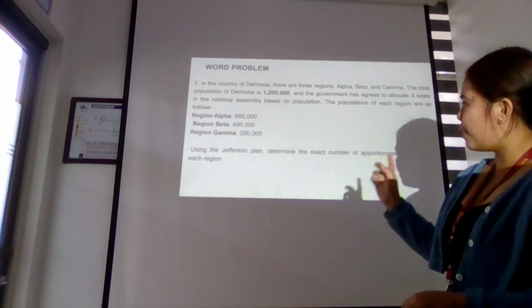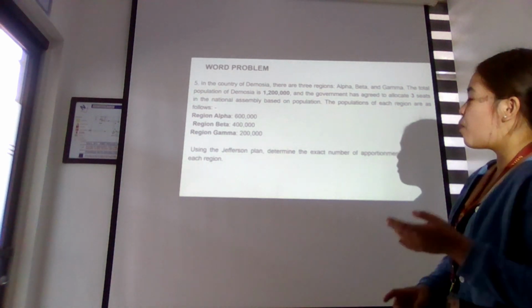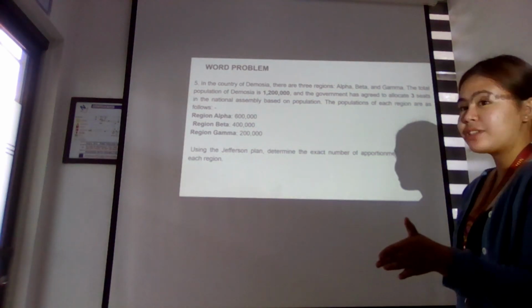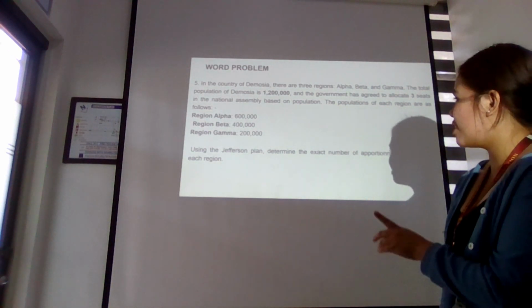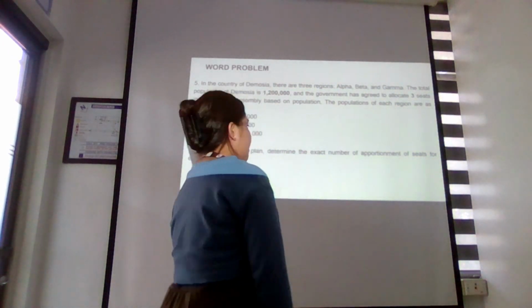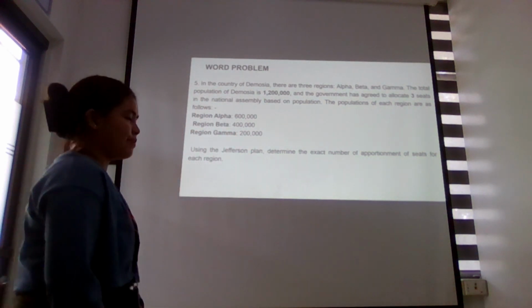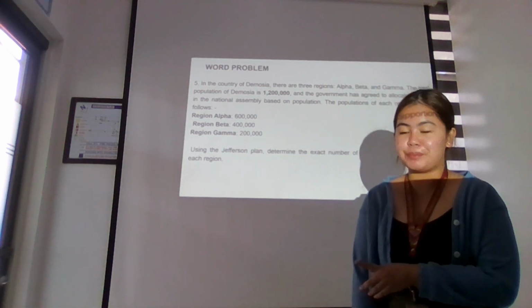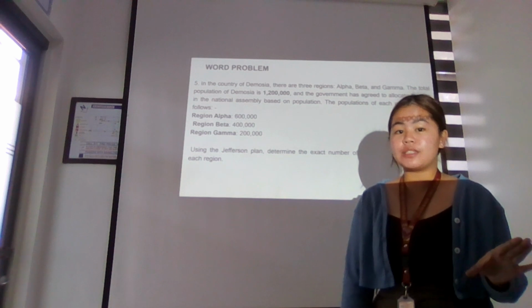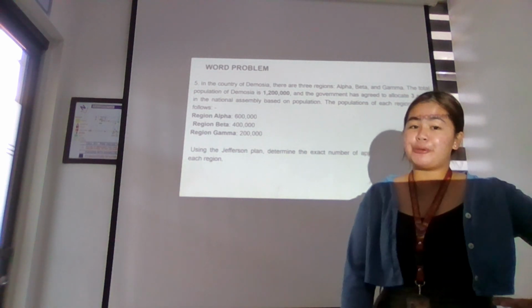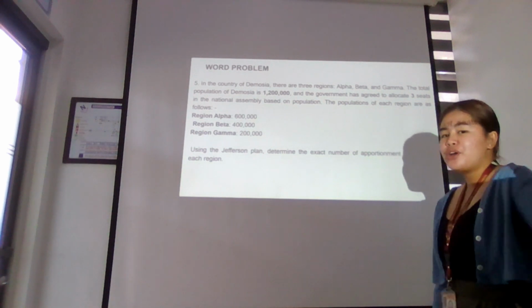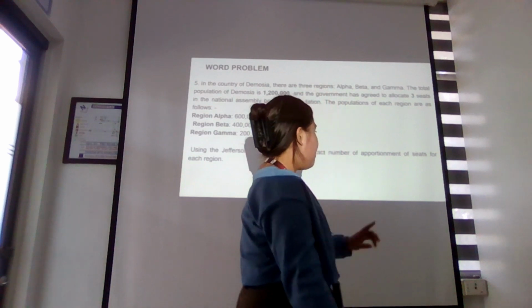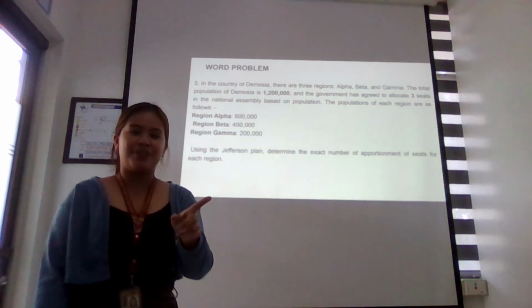So the total population of the Motion is 1,200,000 people, and the government has agreed to allocate 3 seats in the National Assembly based on population. The population of each region are as follows. In region Alpha, we have 600,000 people. In region Beta, we have 400,000 people. And in region Gamma, we have 200,000 people. So, using the Jefferson plan, determine the exact number of apportionment of seats for each region.